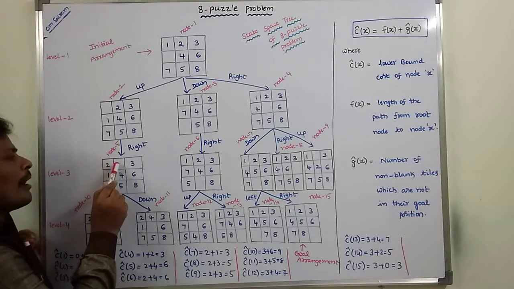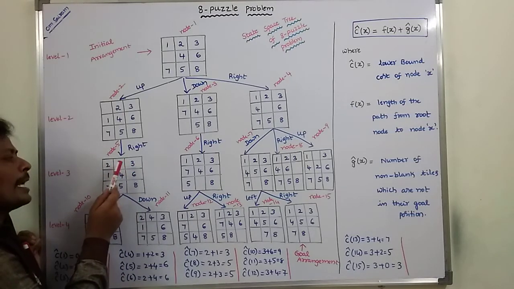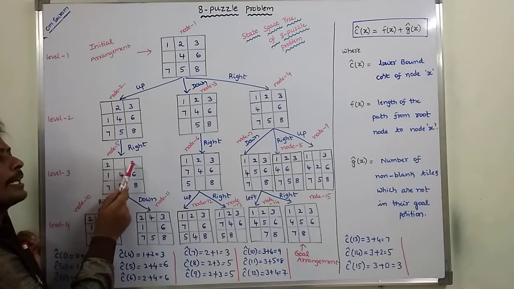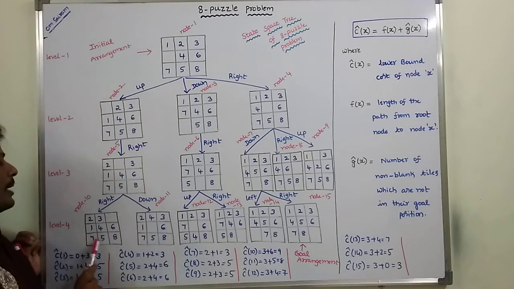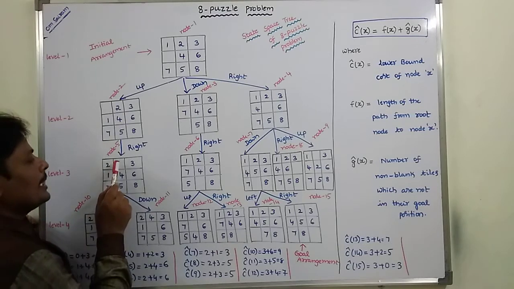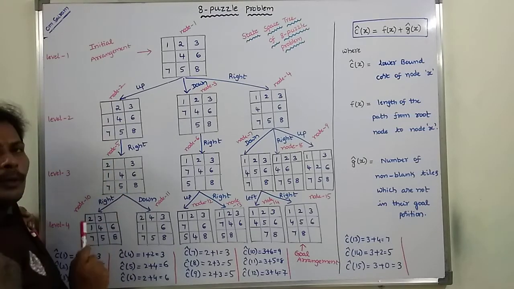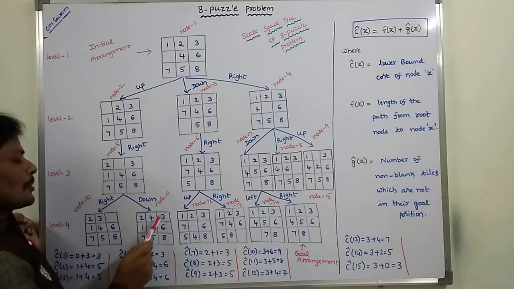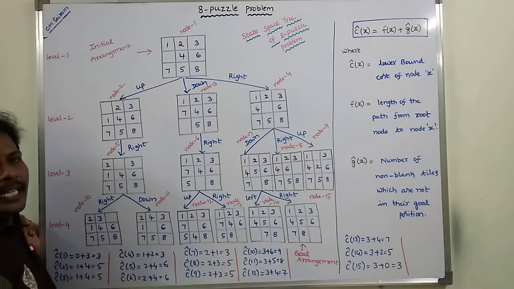Now the empty slot can be moved to the right direction. Tile 3 can be moved to this place, and the empty tile can be moved to this place. The remaining tiles cannot be changed. We are getting node 10. Next, the empty tile can be moved to the down direction. The fourth tile can be moved to this place. So we are getting node 11. The remaining tiles cannot be changed.